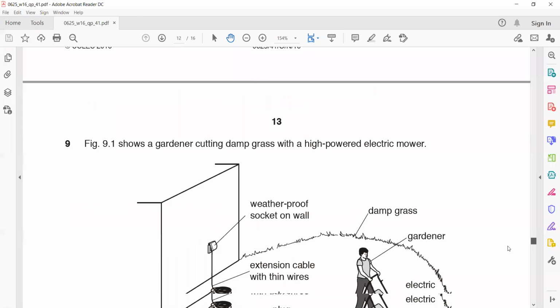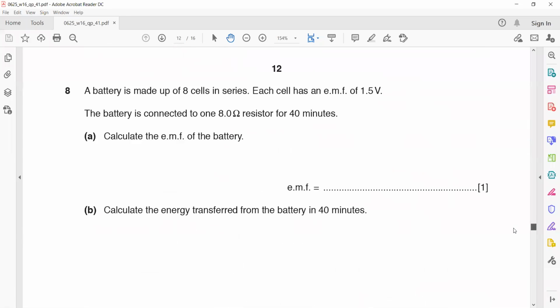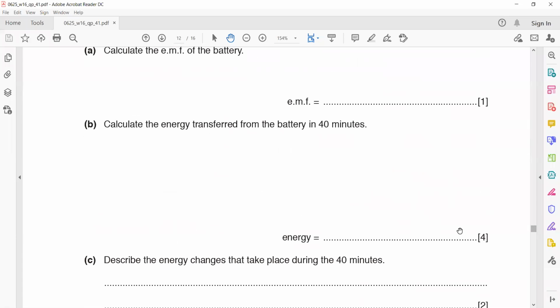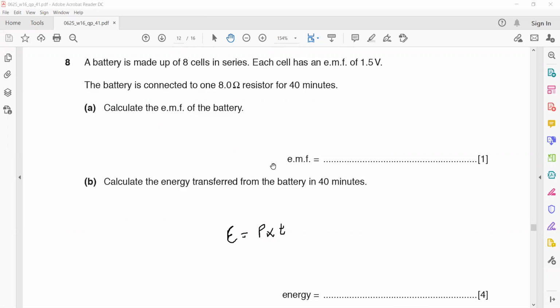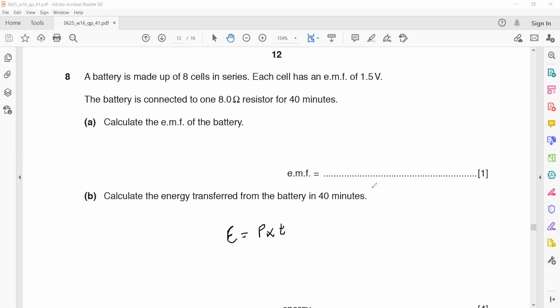Question 8. Calculate the energy transfer. So energy transfer is equal to power multiplied by time. This is a question we discussed yesterday. So energy is equal to power multiplied by time, and you can find the power, which is a product of VI, and current is not known, so you can find the current, voltage divided by resistance.